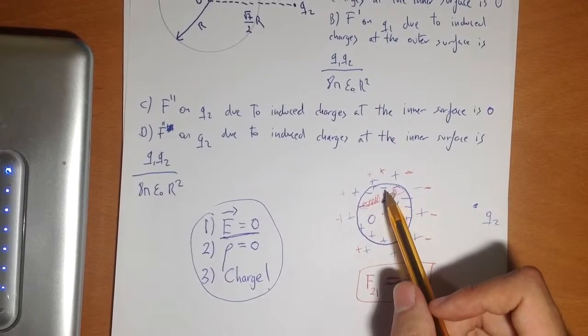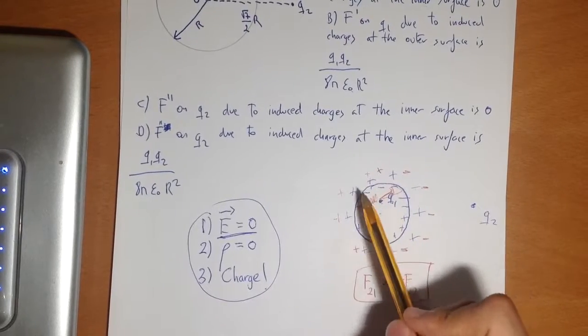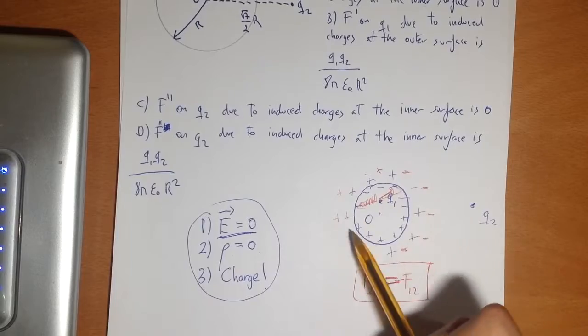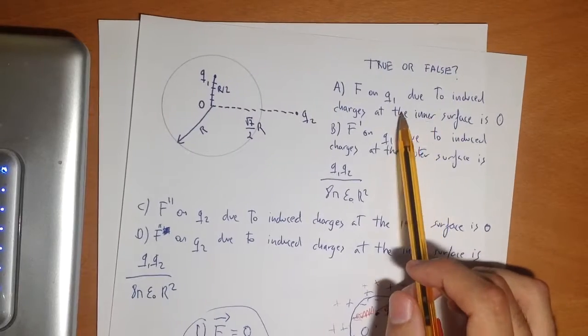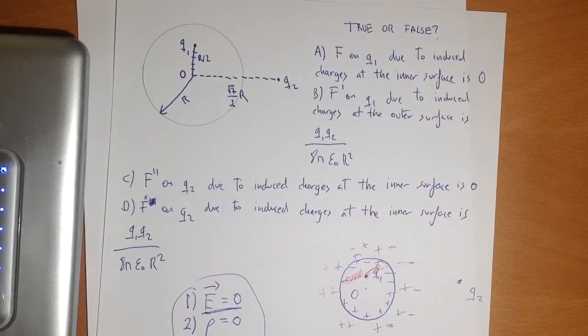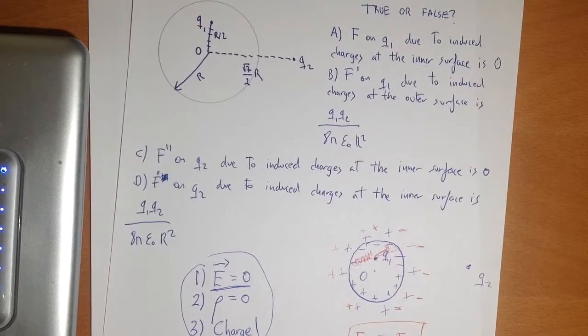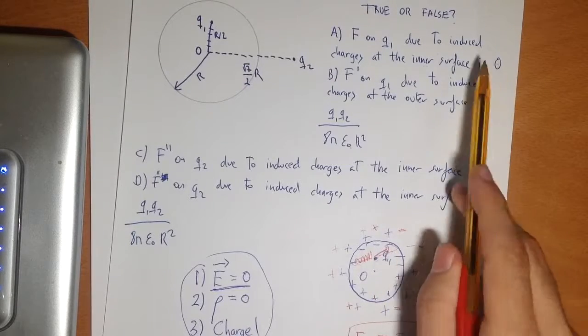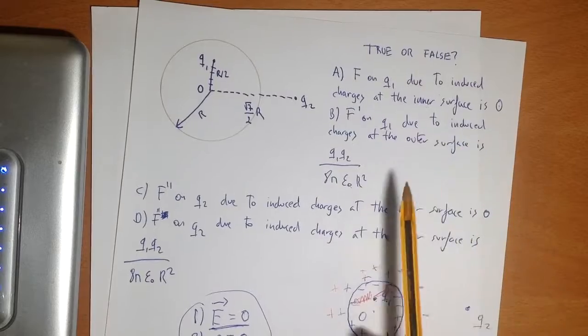And what happens at the outer surface? A spherically symmetrical charge distribution, a positive one, is induced at the outer surface. But as you can see, we're just asked for the inner surface, so for now we just disregard the charges at the outer surface. The charge is not located at the center, therefore the net force is not going to equal 0. So this is false. I hope that's clear.